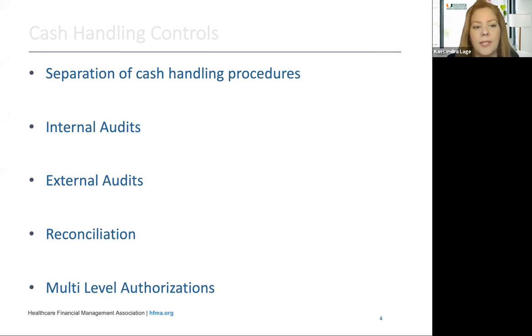It also includes the establishment of internal audits outside the involved department, the routine use of outside auditors to track cash flow, the routine reconciliation of daily cash against deposits, postings, and write-offs, and the use of multiple levels of authorization for refund checks, write-offs, and disbursements.